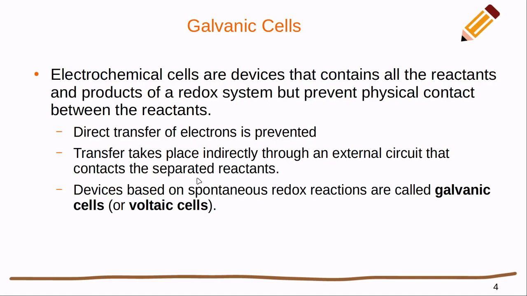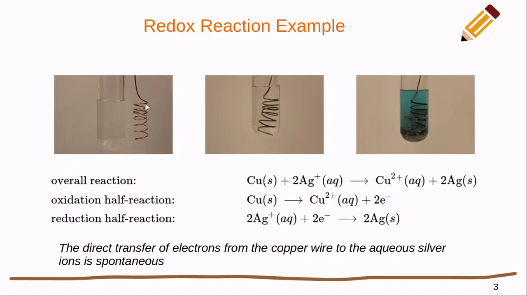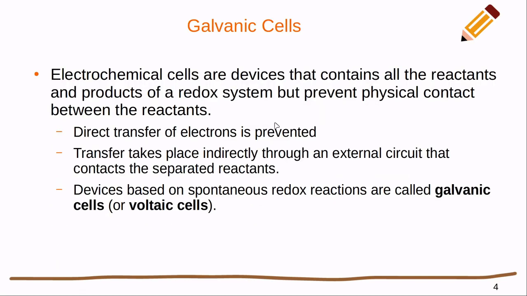So now that we've thought about that system as we just saw it, let's talk about what a galvanic cell is. So these are electrochemical cells, and they're devices that contain all the reactants and products of a redox system, like the one we just saw, but they prevent physical contact between the reactants. So rather than having the copper directly exposed to the silver nitrate, we're going to keep them separate from one another. This prevents the direct transfer of electrons from one of the species to another.